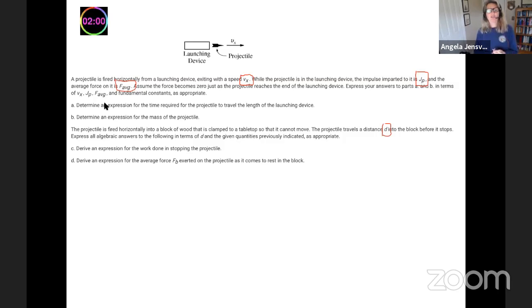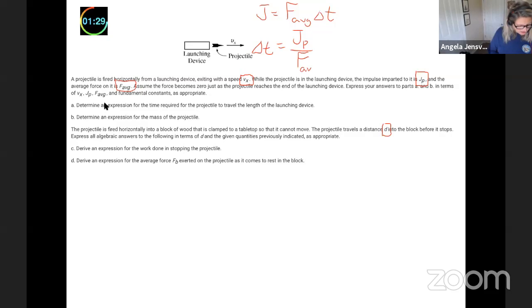Okay, how'd you guys do? This part is kind of medium difficulty. I circled all of the givens. They've given us 4 quantities, so all of our answers should be in terms of those 4 quantities. Let's start with A. Determine an expression for the time required. Well, we know that impulse is average force times the time interval, right? So if we want the time interval, we should do the impulse, which they said is J_p, divided by F average, which they defined as F_avg. Okay, that wasn't so bad.